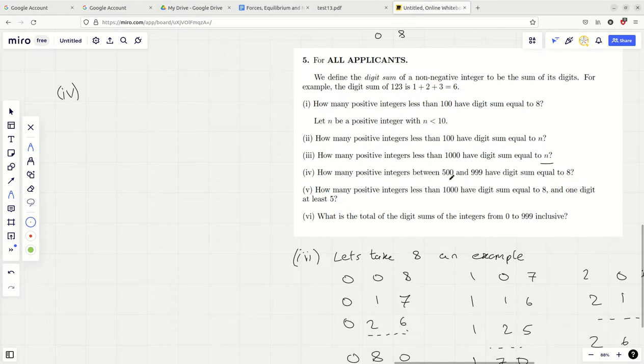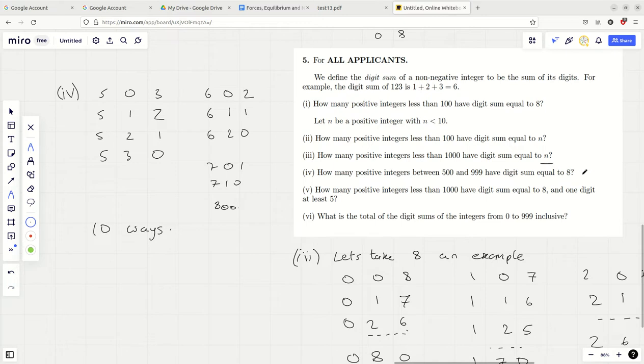Okay, how many positive integers between 500 and 999 have digit sum equal to 8? Well, once again, I was just systematic here. I was like, okay, I'm going to be doing 503, 512, 521, and 530. Those are the ones in the 500s. What about the 600s? Well, there's going to be one less, isn't there? Because you're going to have 602. This is very much just like the last one, 611, 620. You can just list these. You really can. 701 and 710 and then 800. So how many are there? There's 10 ways. And that's part four done.